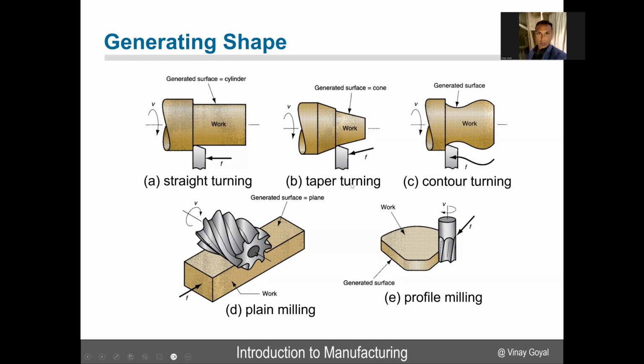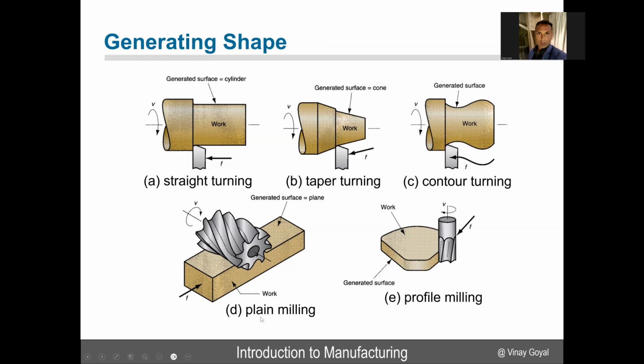B, you have taper turning. In this case, the generated surface is a cone, because the trajectory is such that the tool is moving at an angle while the part is rotating, thus causing a conical shape, which we call taper turning. C is called contour turning, because the tool takes a particular trajectory as the part is rotated. That causes a generated surface that may not be a cone or cylinder, but C is a more generic version of A and B.